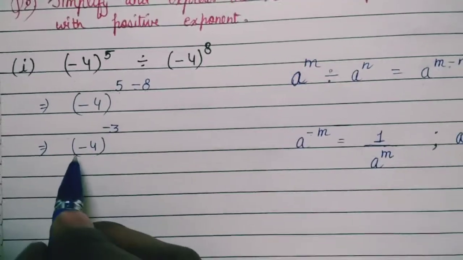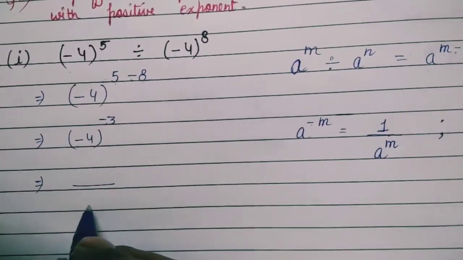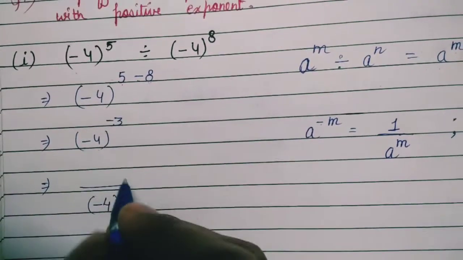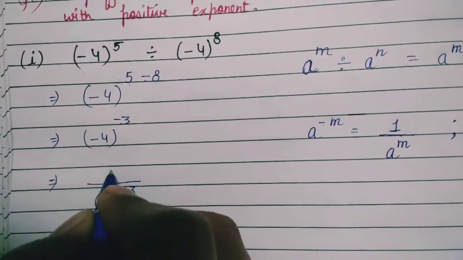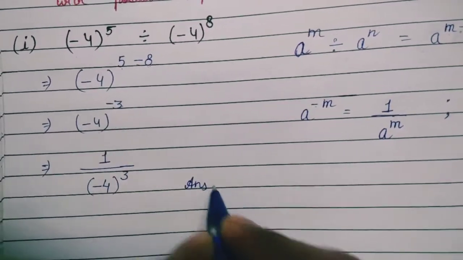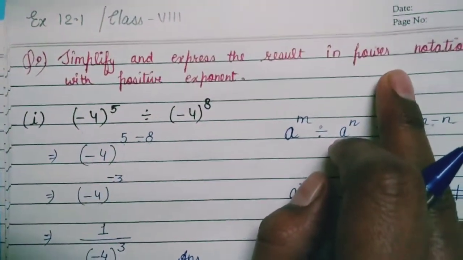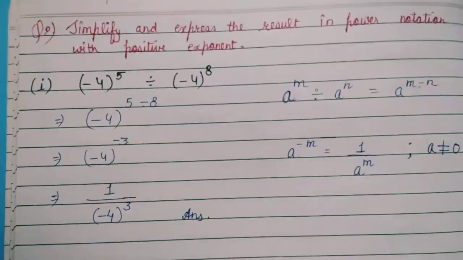So here we have a as minus 4. This minus 4 as it is goes in the denominator, having power negative 3 changing into positive 3, and here we have 1. So this is the answer. We will not solve it further because the question already asks for the result in powers. Okay, so this is the answer of the first one.